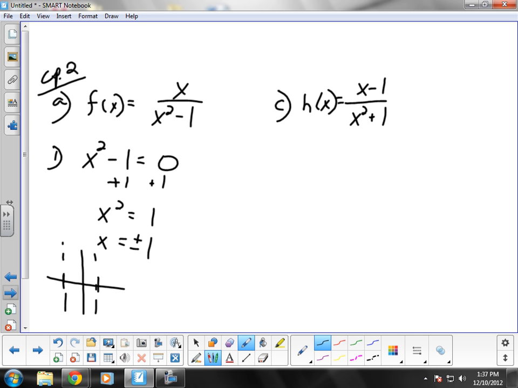So step 1, denominator equal to 0. And what do we do? Subtract 1. So where are my vertical asymptotes on this one? What numbers, when I multiply it by itself, will give me negative 1? Nothing. So there are no vertical asymptotes on this one. And that does happen occasionally.